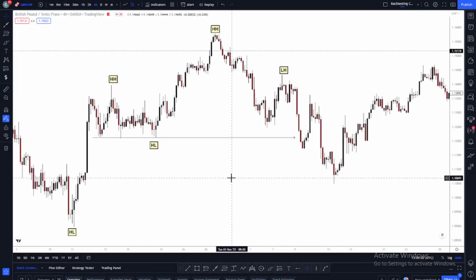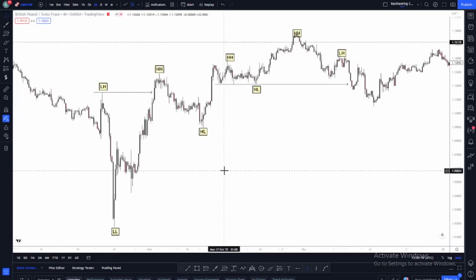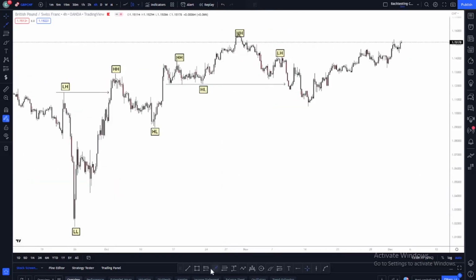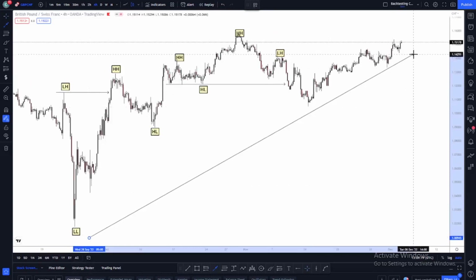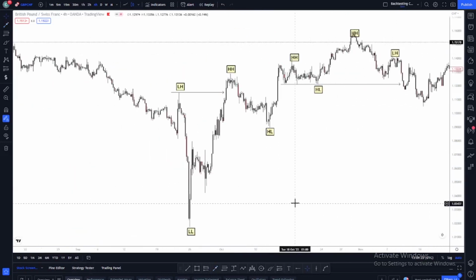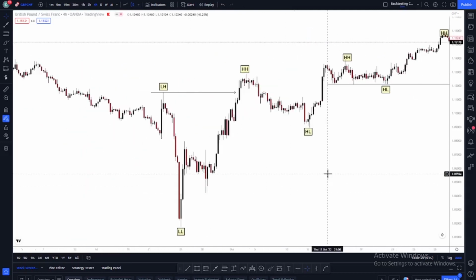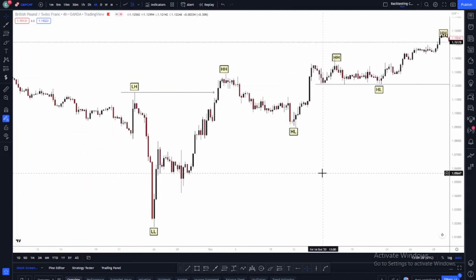Okay, so looking at GBP CHF, we are on the 4H time frame. First of all, what we need to do is identify our trend. So what trend are we in? We are in a bullish trend. Clear as day, we're in a bullish trend. How do I know? First of all, we need to identify our market structure.